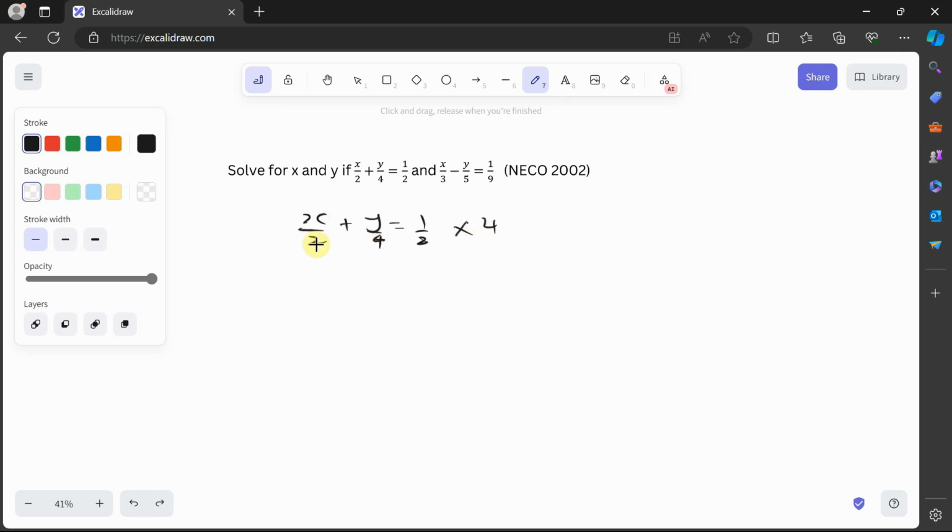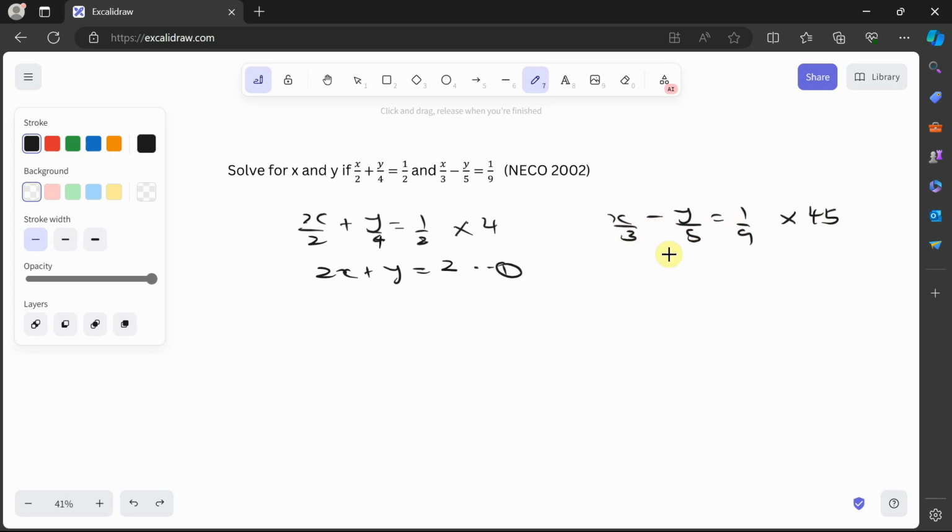So x over 2 times 4 will give me 2x, plus y over 4 times 4 will give me y, is equal to 1 over 2 times 4 will give me 2. So you can see how very easy this particular equation is. So this is our equation 1. Same thing too for x over 3 minus y over 5 is equal to 1 over 9. What's the LCM of all these? The LCM is 45, right? So I'll multiply this entire equation by 45 so that I will not even deal with fractions at all.